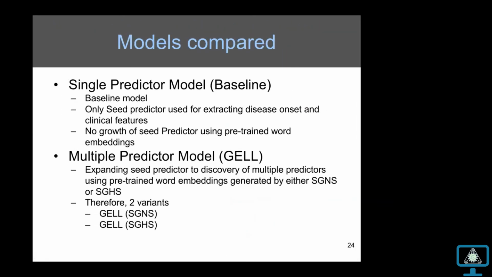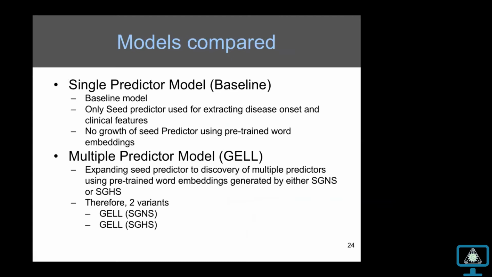We developed some baseline models. So the baseline models in this case are models that were originally supplied by our epidemiologists. So these are the basic features that they look for. So they start with one seed keyword, and we just use that one single seed keyword for extraction.